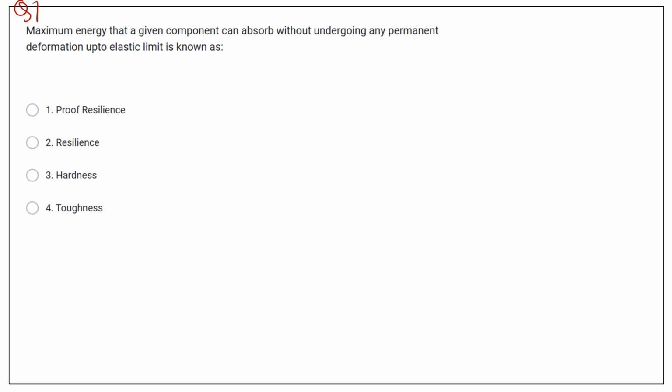Seventh question: Maximum energy that a given component can absorb without undergoing any permanent deformation up to the elastic limit is known as. So here this is known as proof resilience. Proof resilience is the maximum energy that a given component can absorb without undergoing any permanent deformation up to its elastic limit. Okay, so the next term is modulus of resilience, which depends upon this proof resilience.